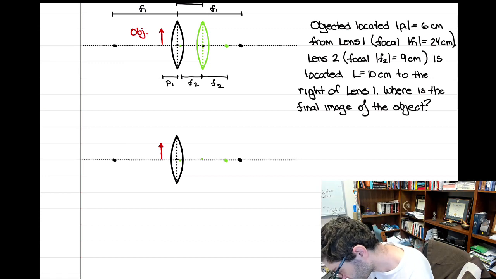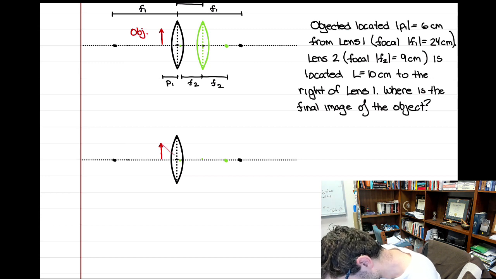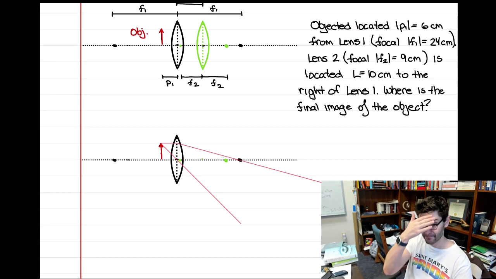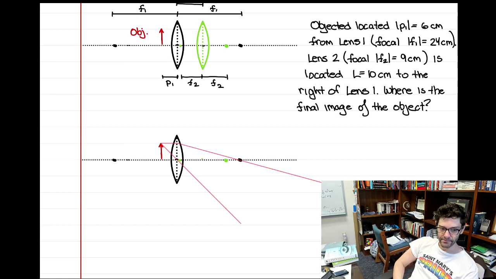So, ray tracing. Again, the rule is that I could draw a line that goes directly through the center of the lens and it's unchanged. I could draw a line that's horizontal, and then once it gets to the lens, it converges towards the focal point. So I could get something like that. And I can do a third one as well if I wanted to.